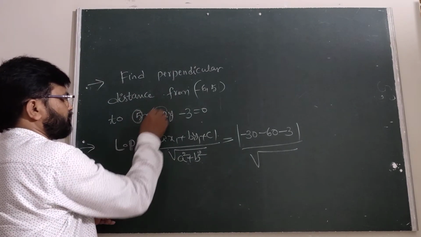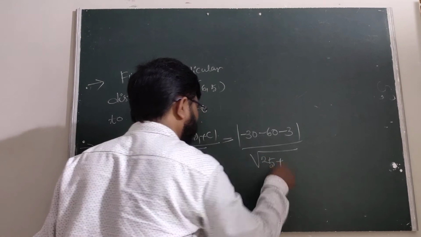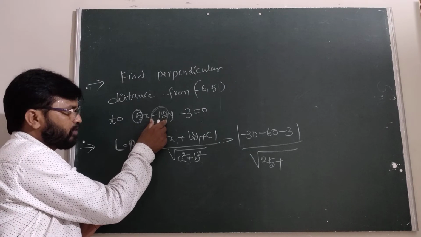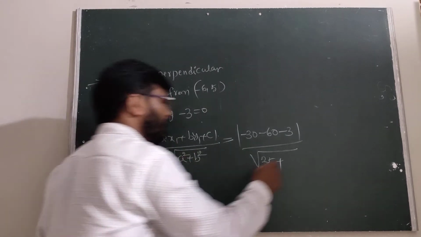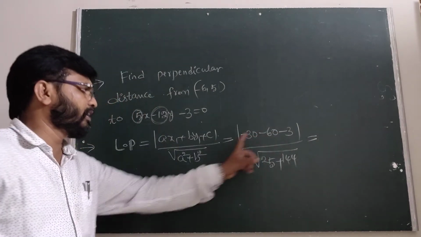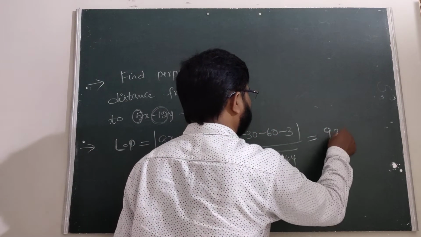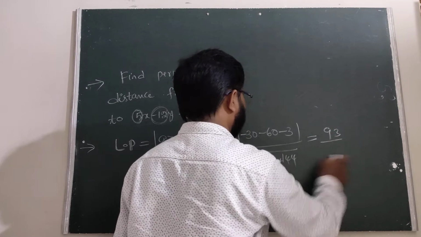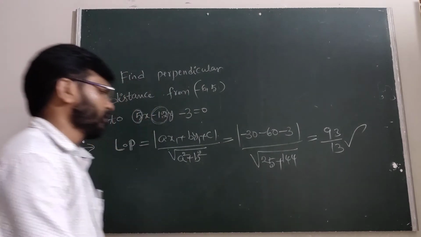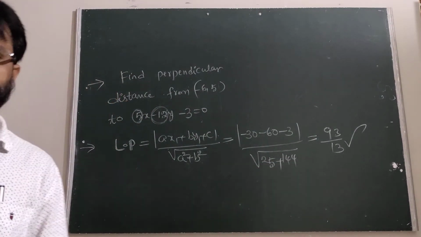A square is 5 square, that is 25, plus b square, that is (-12) square, which is 144. Now the numerator is -30 - 60 - 3. This must be 93 upon root of 169, which is 13 units. Root of 169 is 13.